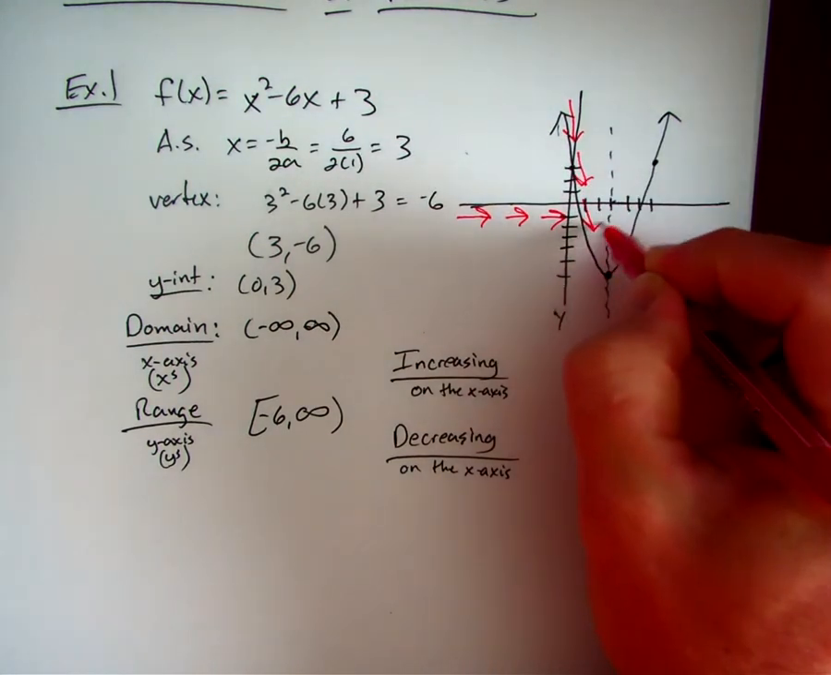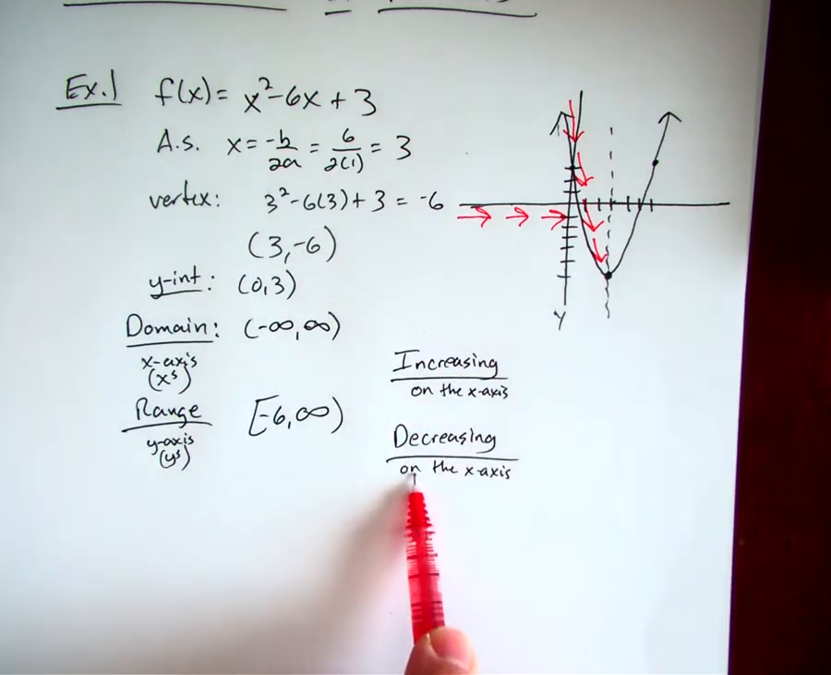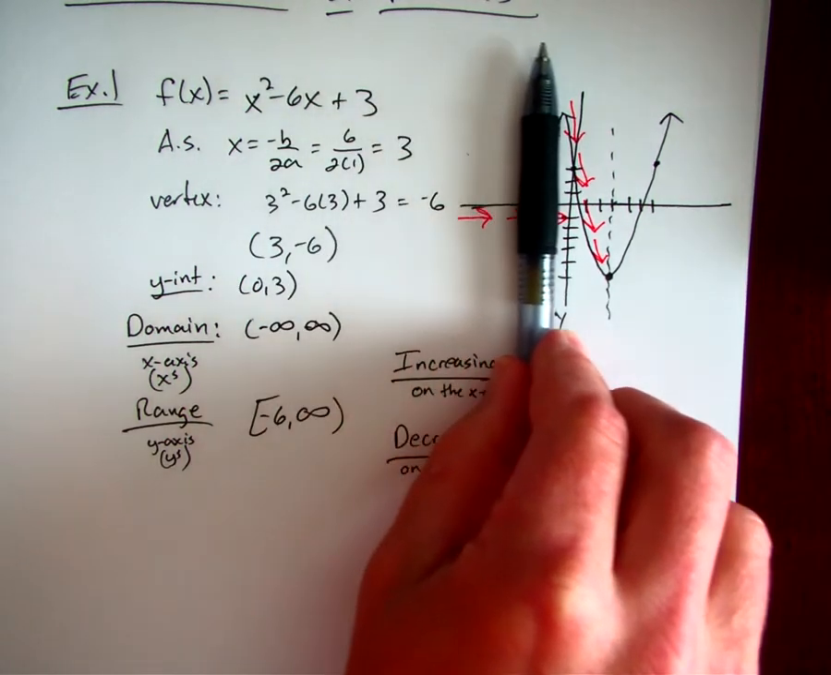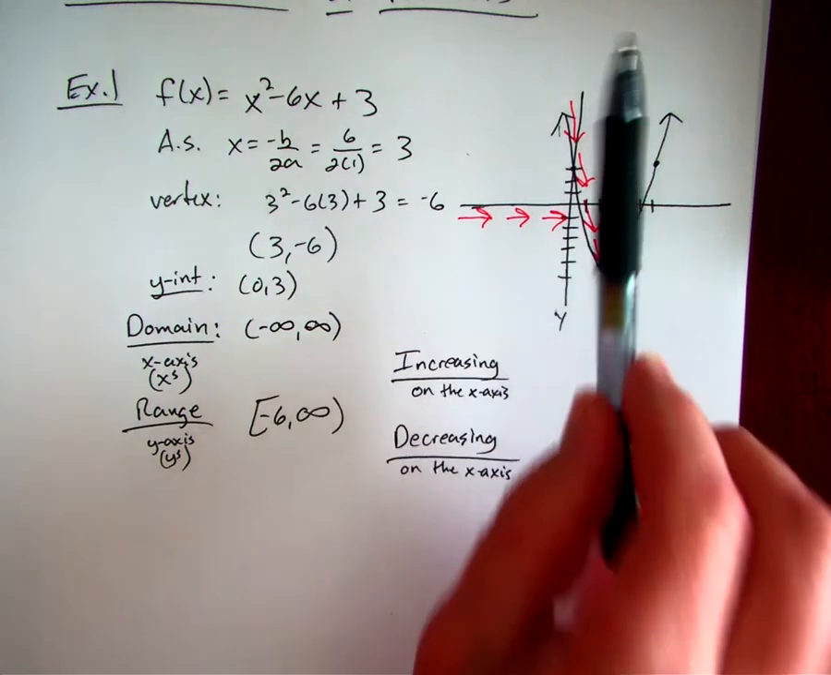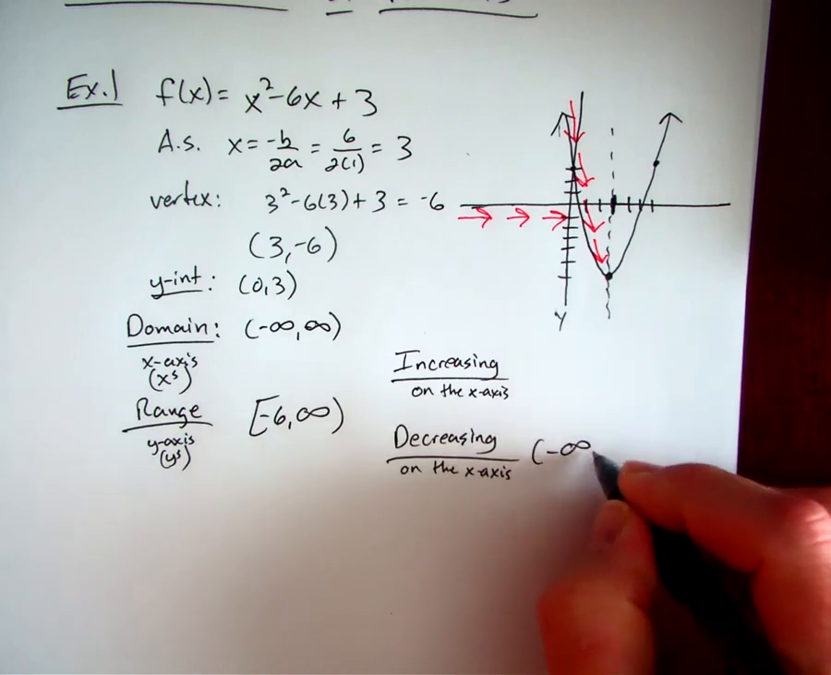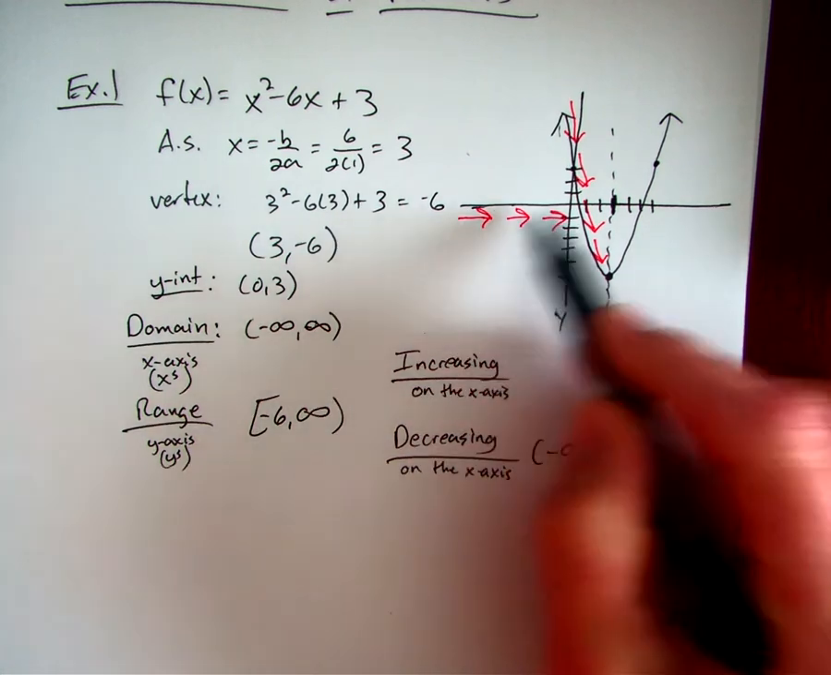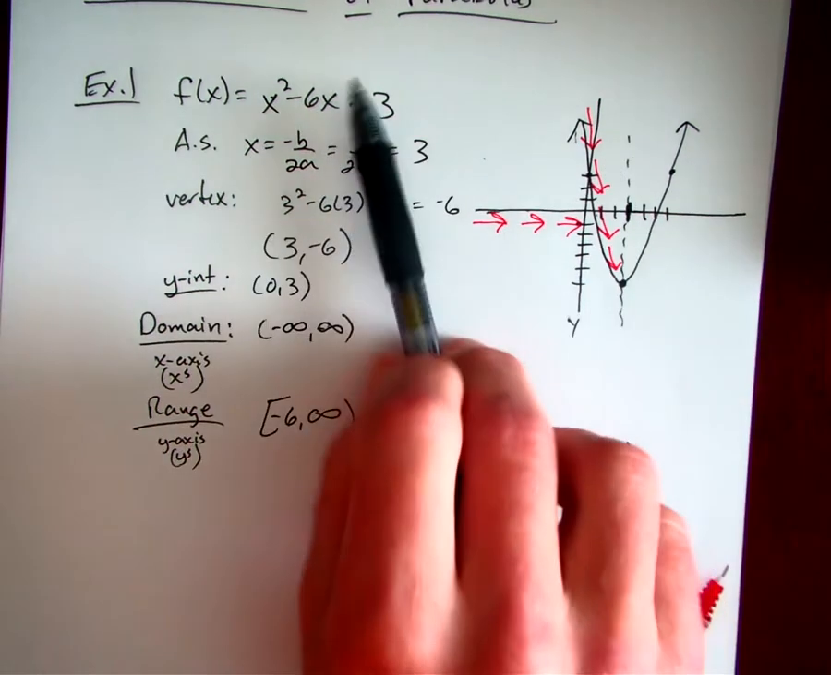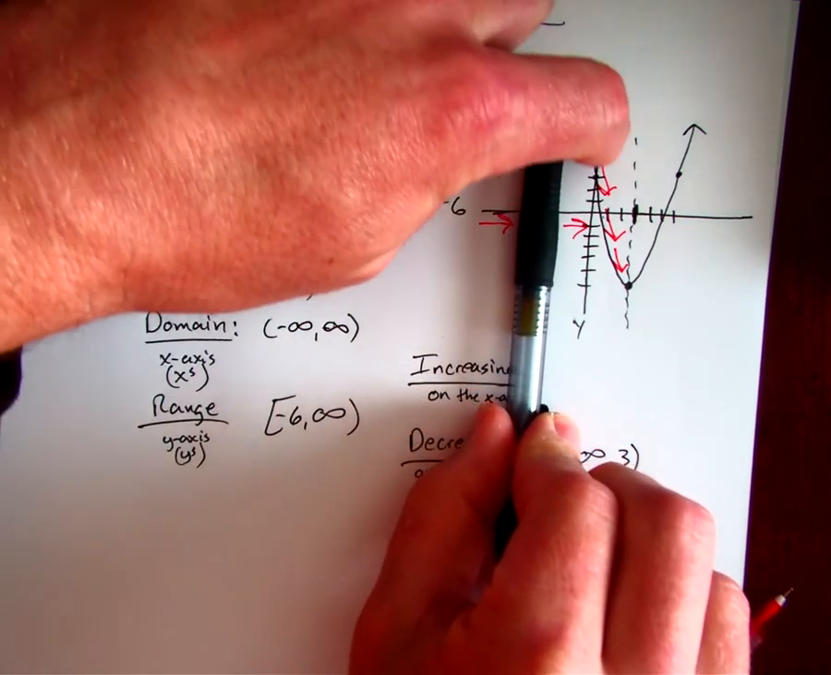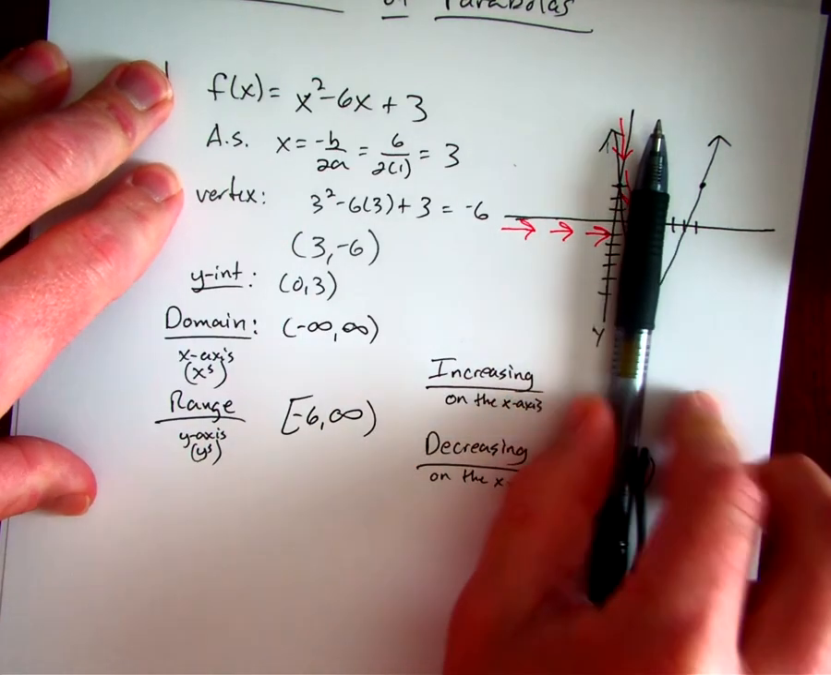It is decreasing. So as I'm coming in from the left, notice decreasing, it's still on the x-axis. So as I'm coming from the left, from negative infinity all the way to 3, because it's on the x-axis, this graph is going down. And where does it stop going down? It stops going down at x equals 3.